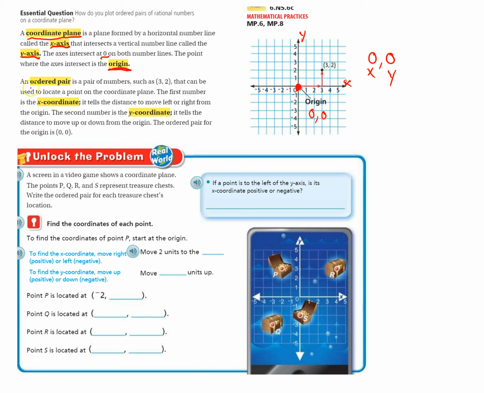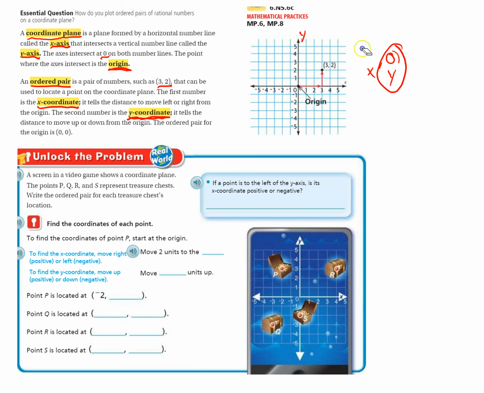Okay. An ordered pair is a pair of numbers such as 3, 2. So this would be an ordered pair right here. 0, 0 would be an ordered pair. 3, 2 would be considered an ordered pair. Okay, the first number is the x coordinate. X is always first, just like in the alphabet. X is the first number. So where you are on the x-axis is the first number. And then the second number is the y coordinate, where you are on the y-axis. Okay.